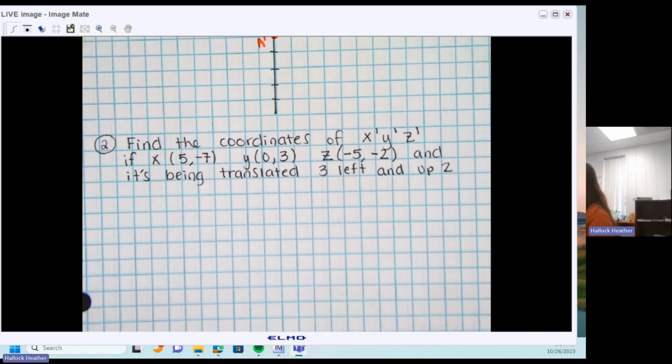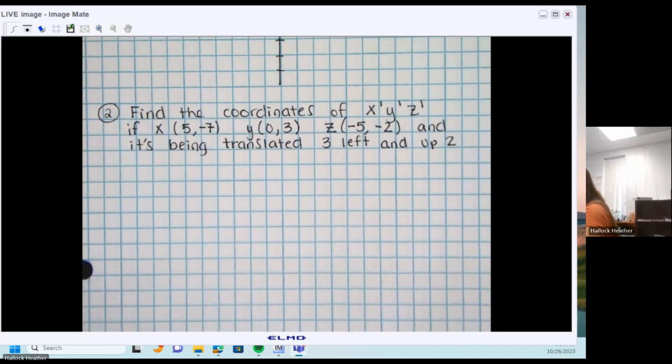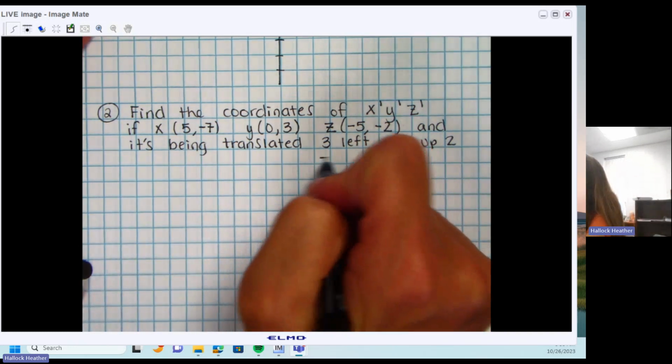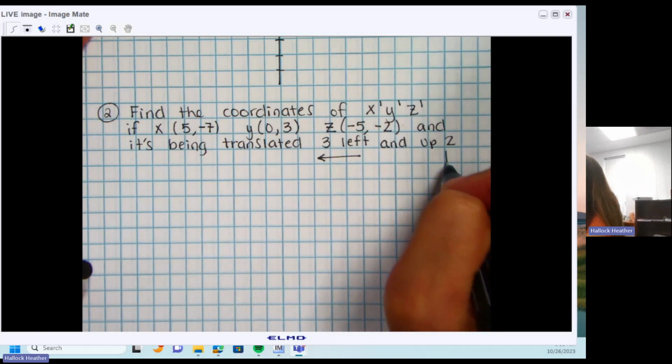So take a second, copy your problem. Instead of making a graph, which you could technically always do, and find your coordinate points, we're just going to find the coordinate points based on the information that's given. We know x is at 5, -7, y is at 0, 3, z is -5, -2, and it's being translated to the left 3 and up 2. So I want you to think, we're going to the left 3, we're going to draw a little arrow going to the left. We're technically going up 2.